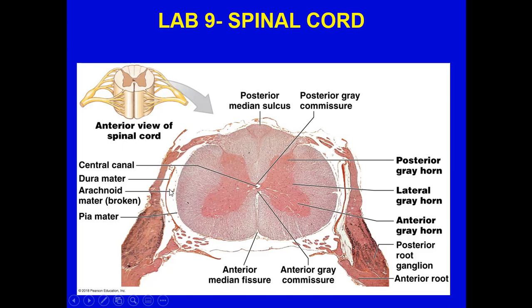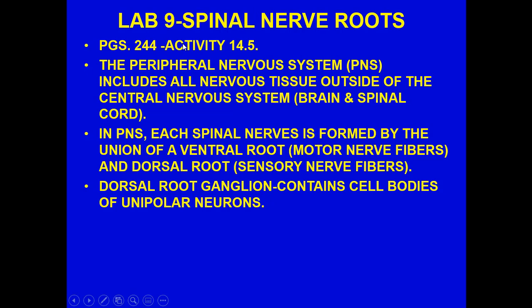But what you can see clearly is the dura mater right here. And this is absolutely essential because it's going to protect the spinal cord. Okay? Now, when we talk about, in activity 14.5, the peripheral nervous system, PNS, this includes all nervous tissue outside of the CNS, the central nervous system, which is basically brain and spinal cord.